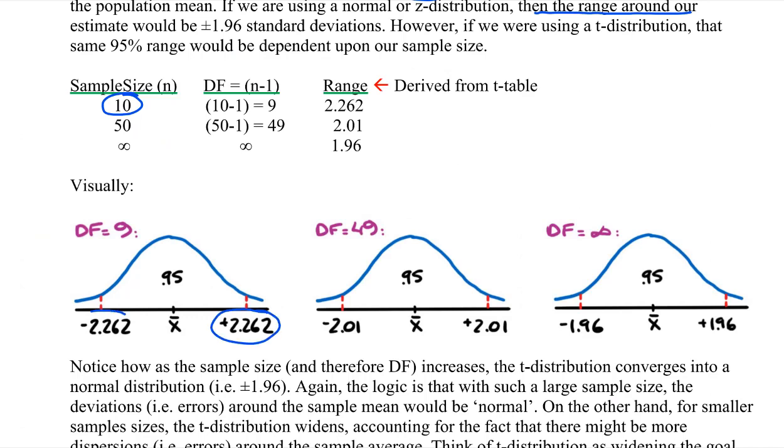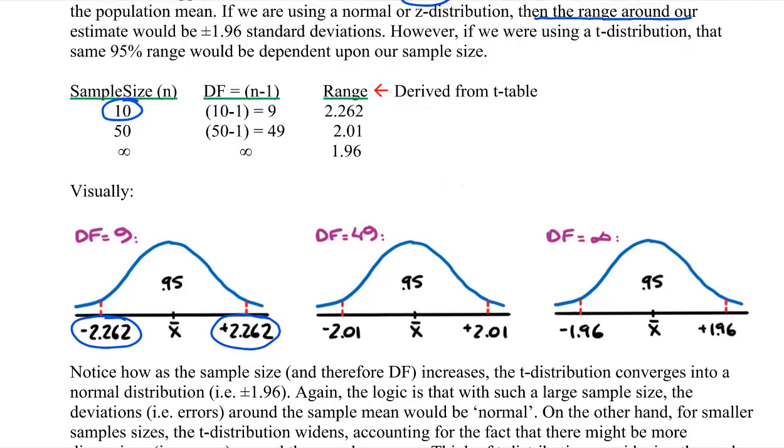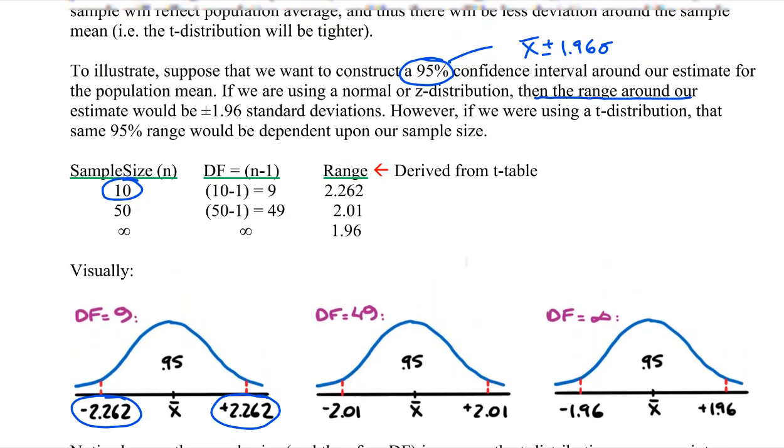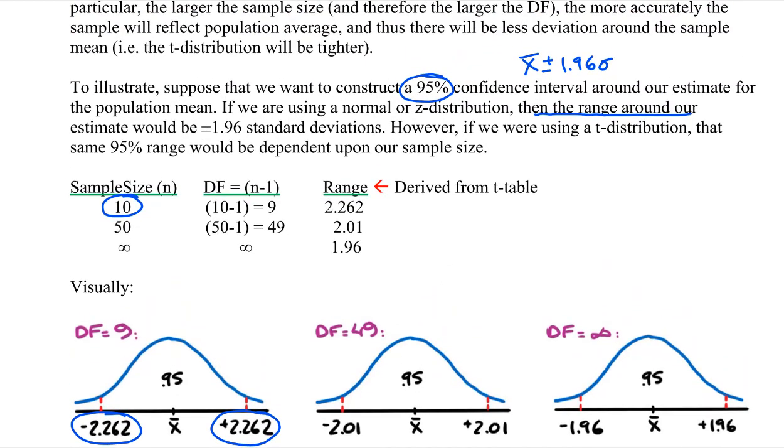And that's where these numbers came in from, right? So I just want to make sure we're following up until now, ladies and gentlemen. So very quickly, we just want to construct a 95% range around our estimate for population mean. So here's the possible scenarios. If we assume normal distribution, then it's a done deal. We just need to go plus or minus 1.96.